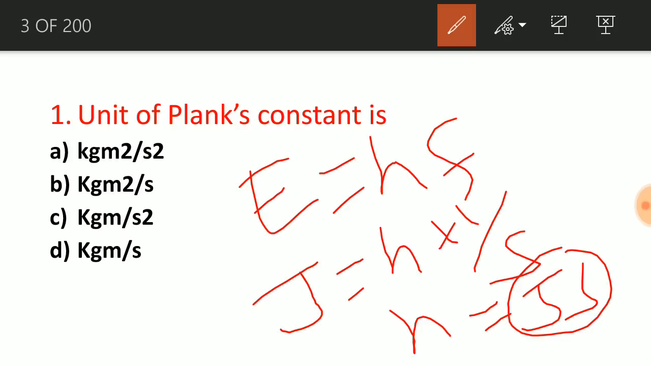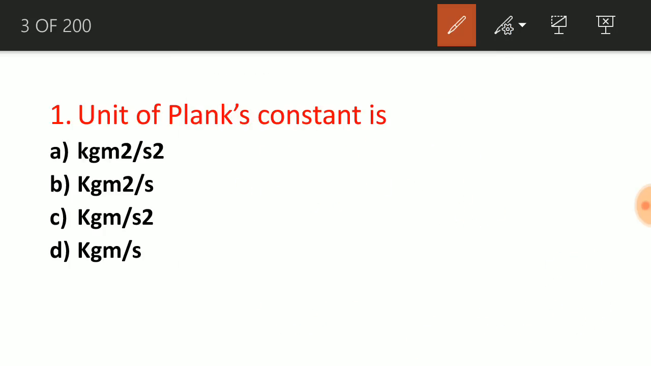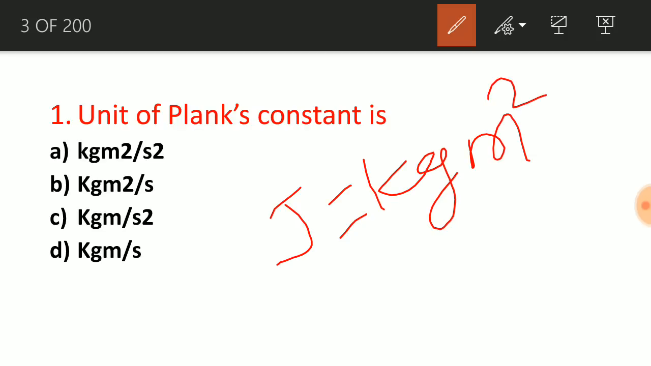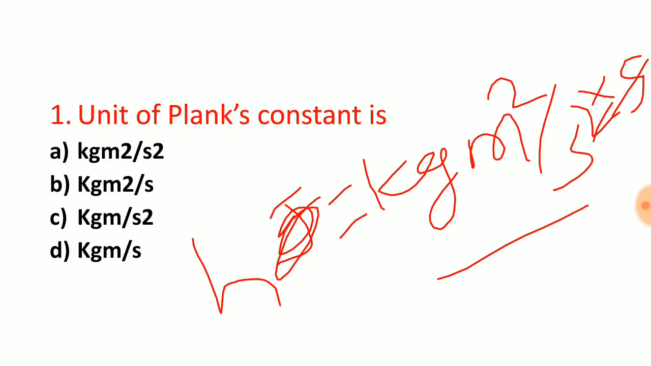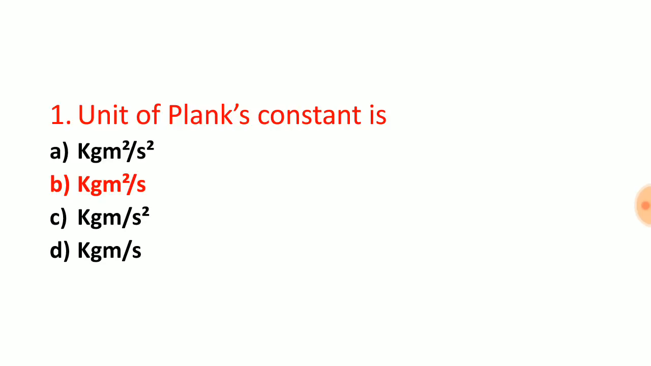We need to convert this joule second into kg meter and second. Now let us see what the value of joule second will be. Joule is the unit of work done. Work done is force into distance. So when I calculate this, I will get kg meter square per second square. This is the unit of joule, and an extra second is here for h. So we will get kg meter square per second. Kg meter square per second is in option choice B. So option B is the correct answer for question number 1.